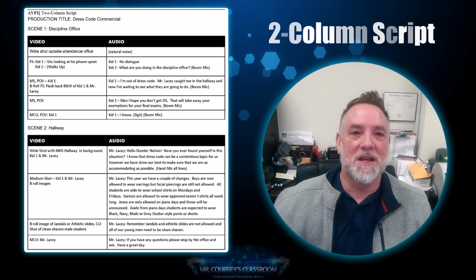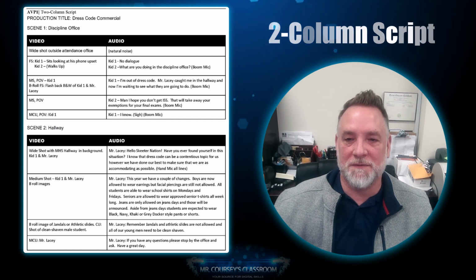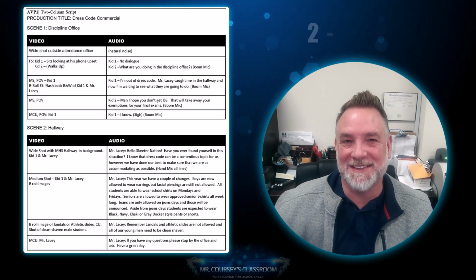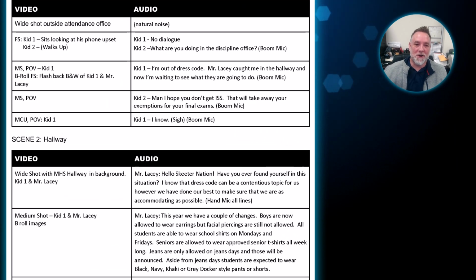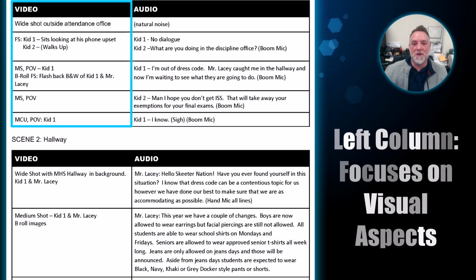In this course, we primarily use the two-column script format because of its versatility and practicality for planning video projects. The two-column script divides information into two sections. The left-hand column focuses on the visual aspects of the production.